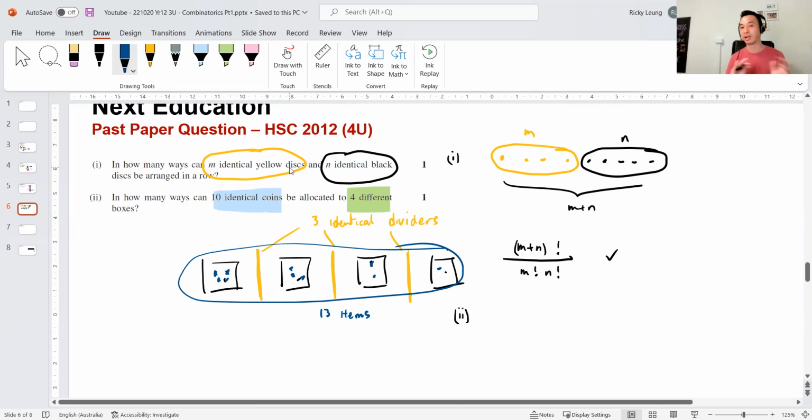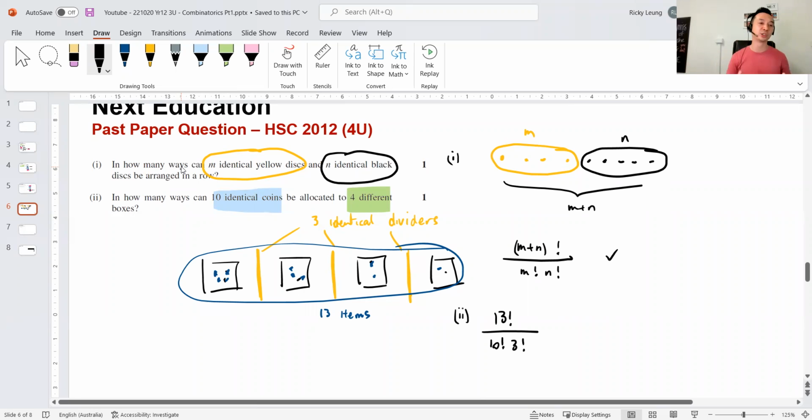So you basically arrange the blue and you arrange the yellow. Your answer is actually arranging 13 items divided by 10 coins, which are identical, and 3 items, which are identical dividers. That's the answer. When people looked at this question and saw the HSC solutions and saw 13, they wondered where that came from. The theory they teach you in 4-unit is the concept of an identical divider. It's a really cool way to attack questions that have compartments.